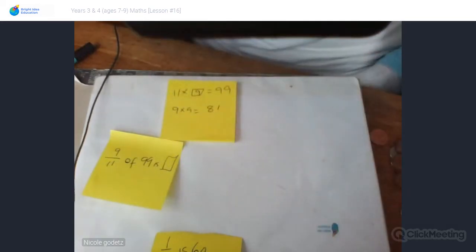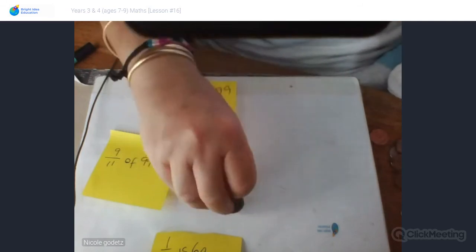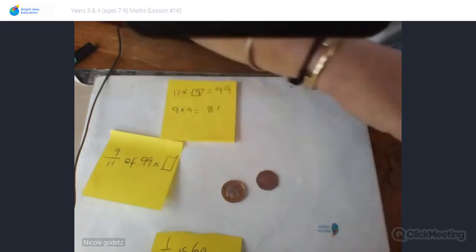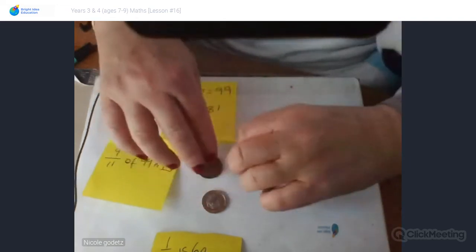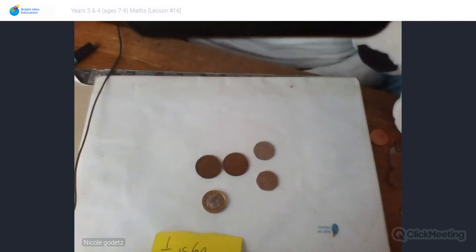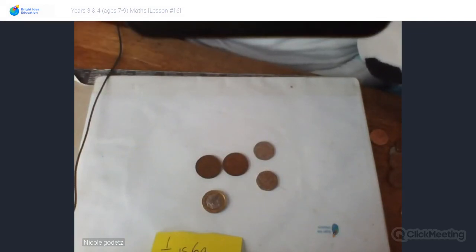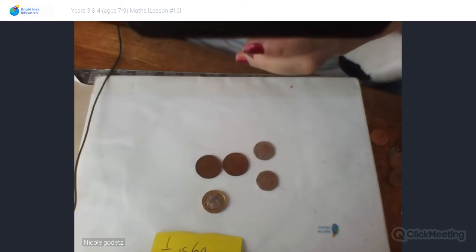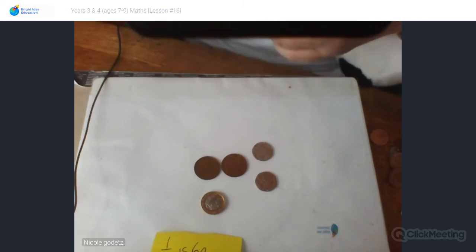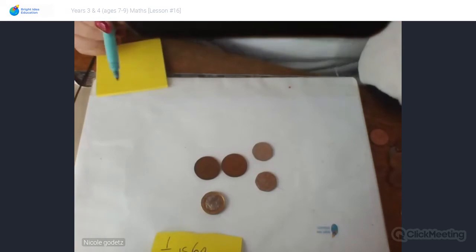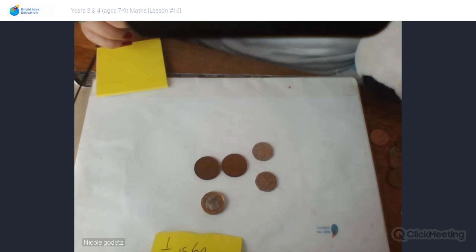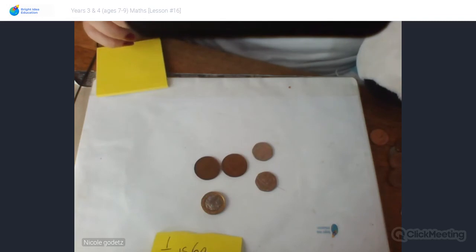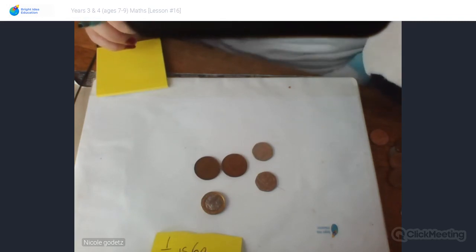Okay, how much money is this? We are doing all of the times tables. The last question was the 11 and 9 times table. We are doing all of them. By year 4, you have to know all of your times tables. And I know some of you will be in year 3.